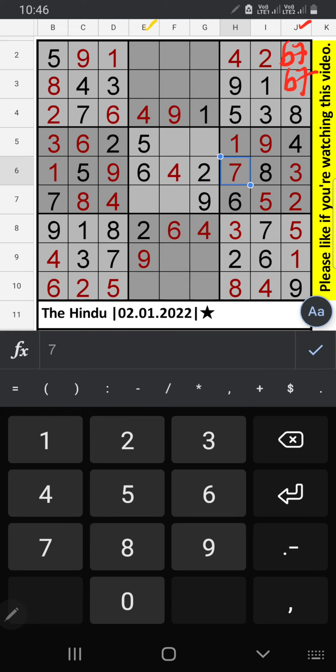Column E, column G, we have 2. So 2 can't come in these cells. In the 2nd row, we have 2. 2 can't come in this cell. 2 is here. In the 3rd row, we have 8. So 8 can't come in this cell. In the 7th row, we have 8. So 8 can't come in these cells. In the 10th row also we have 8. So 8 can't come in these cells. 8 is confirmed here.